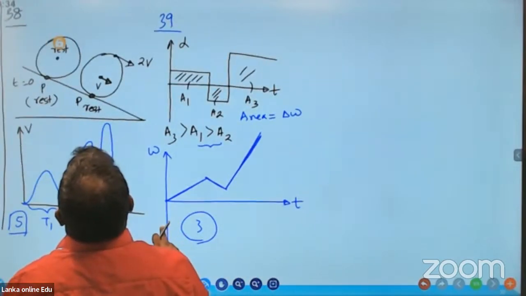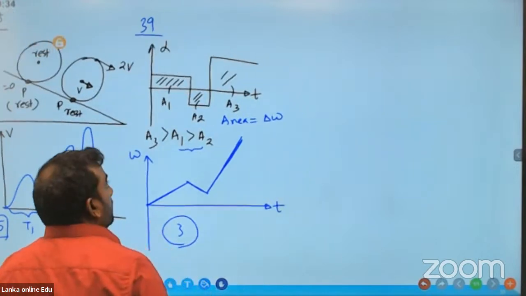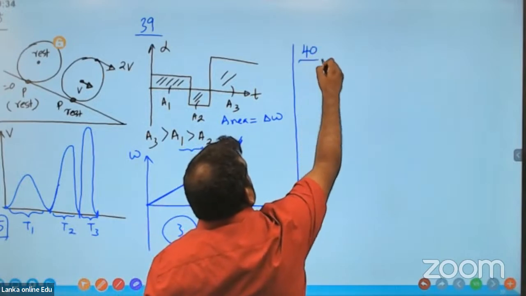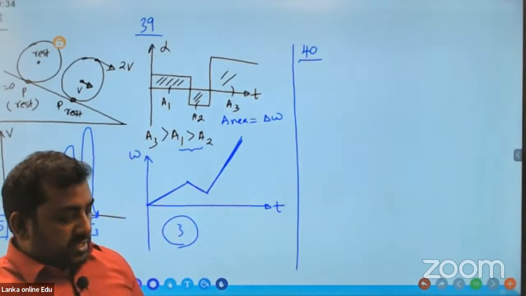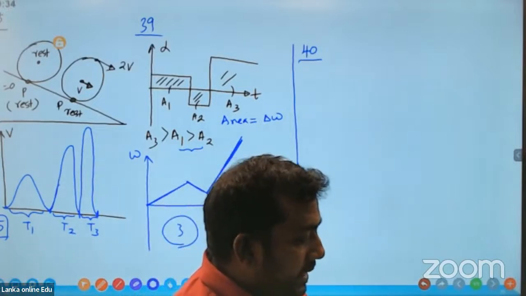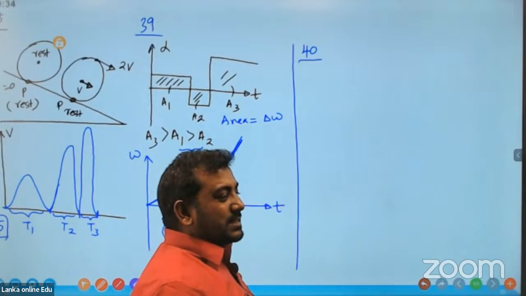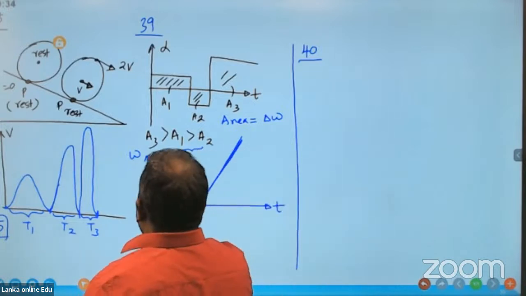Question number 40. A child is standing at x equal to minus r. So it's like an axis, a small axis given.